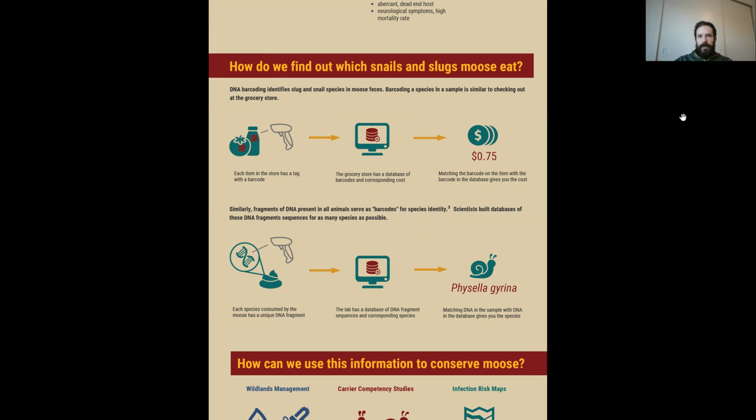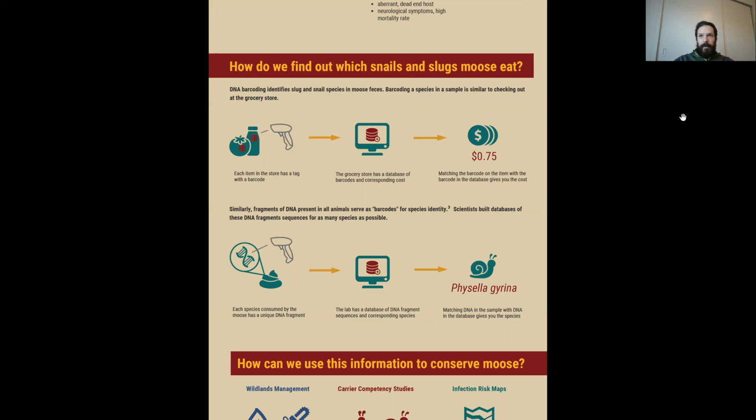Similarly, certain portions of the genome are unique identifiers for each biological species. Specifically, a portion of the genome called COX-1 is an excellent "barcode" for species identity. Because of this fact, databases have been compiled that contain species and corresponding COX-1 sequences, which serve a similar purpose to the barcode and price databases in grocery store computers.